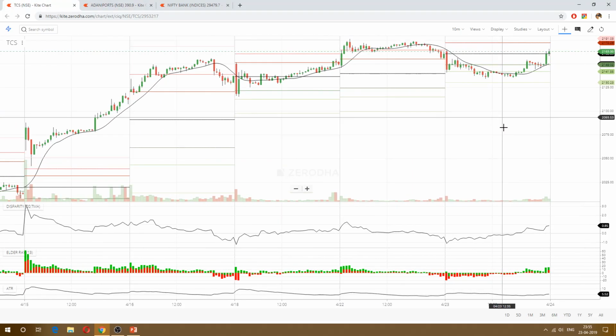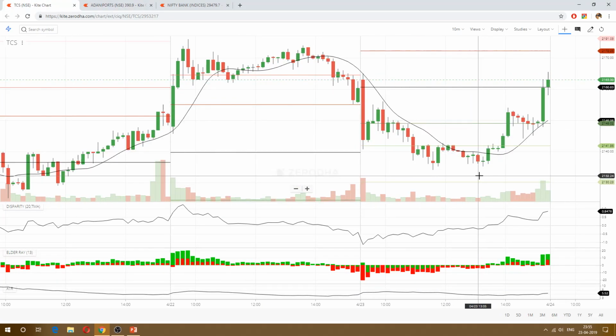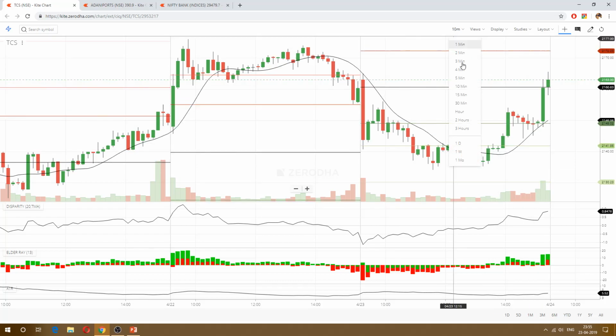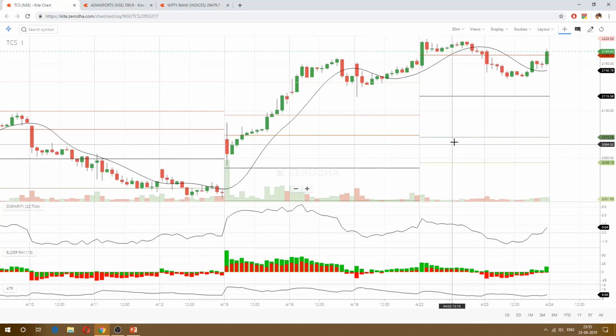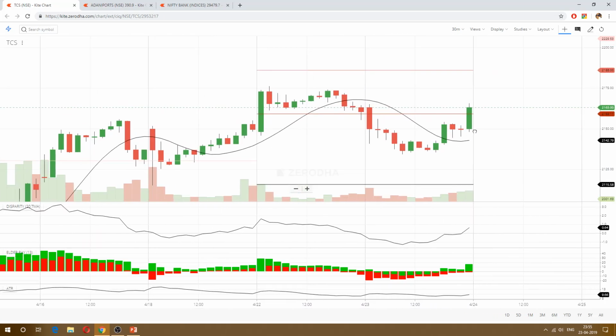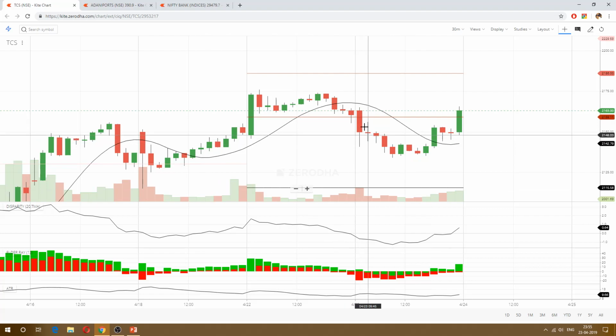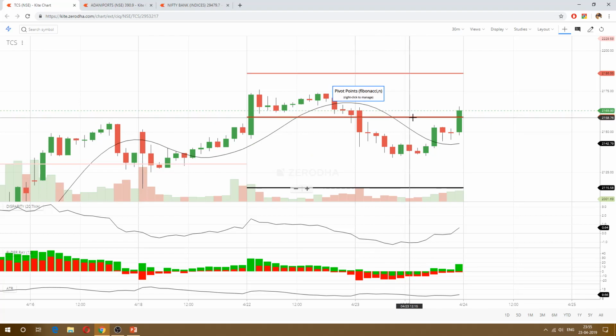So I'll start with TCS. Today there was a good trade here. As usual, we will go to the 30 minutes chart, and all we want to know is the pivot line, right? So the price opening pivot was this one, the lower pivot was way low, so all we need to do is know this one.